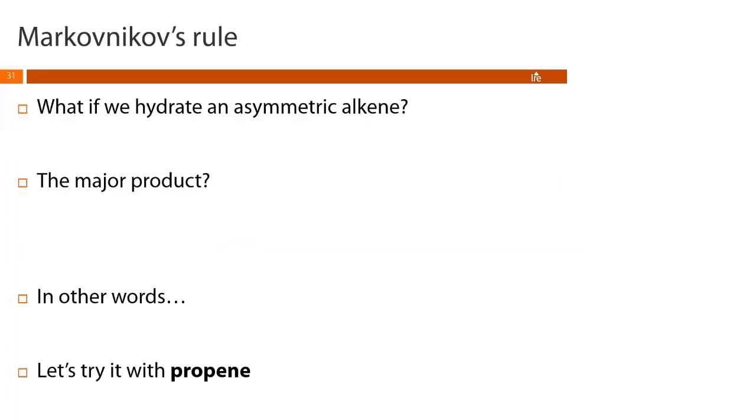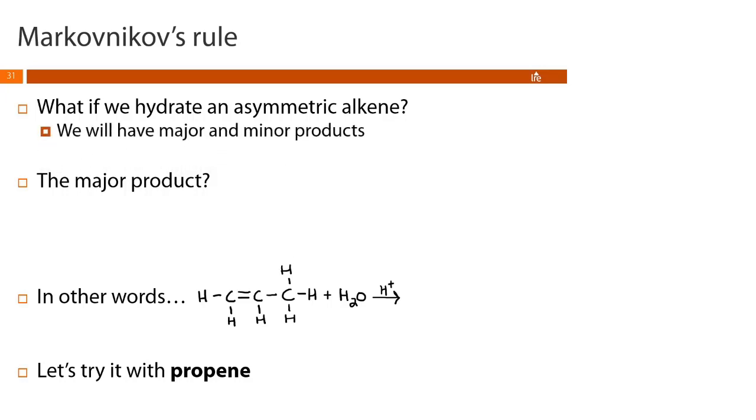Okay, so what if we try to hydrate an asymmetrical alkene like propene? How do we know which carbon gets the hydrogen and which carbon gets the OH? Well, the answer is both. When we hydrate an asymmetrical alkene, we're going to get a mix of constitutional isomers as our products. We're going to have a major product and a minor product. And we're going to determine the major product using what we call Markovnikov's rule.